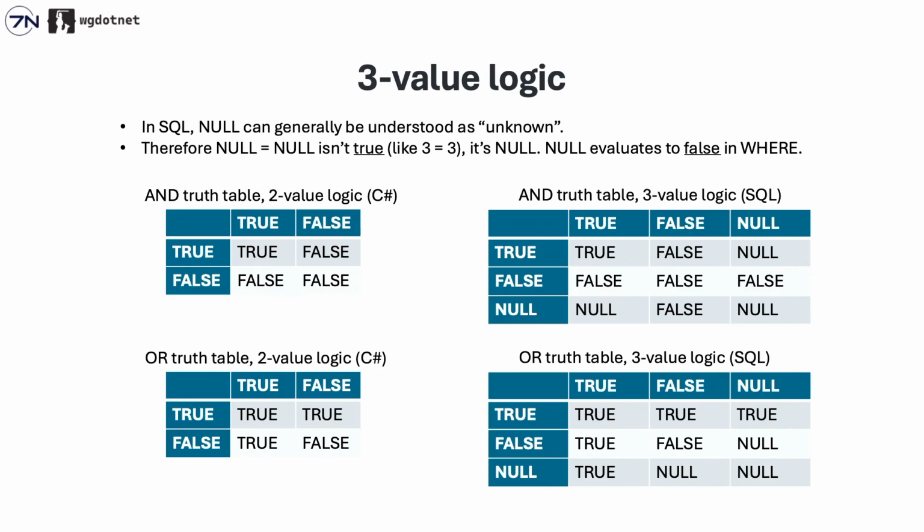And to drive this home, I've actually sat down and done the truth tables, if you guys remember your truth tables and so on. A truth table for AND and for OR in two-valued logic is super simple, right?